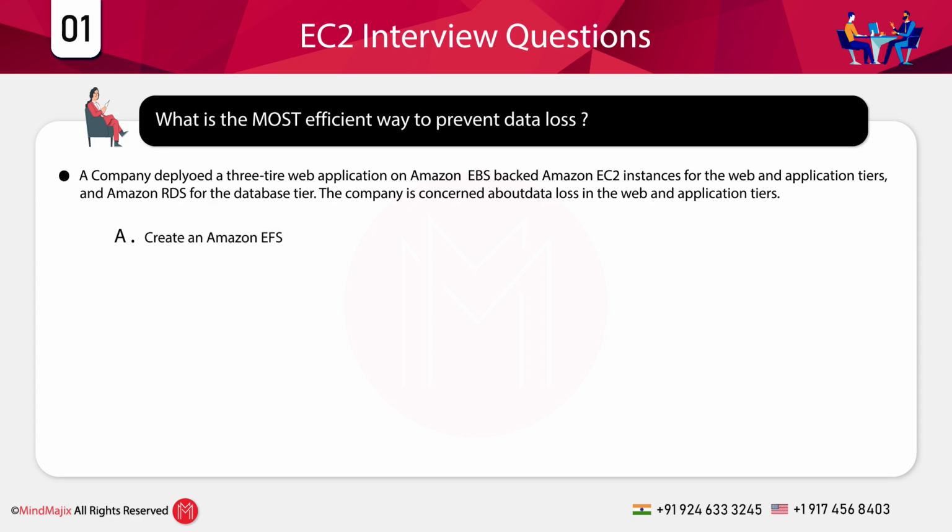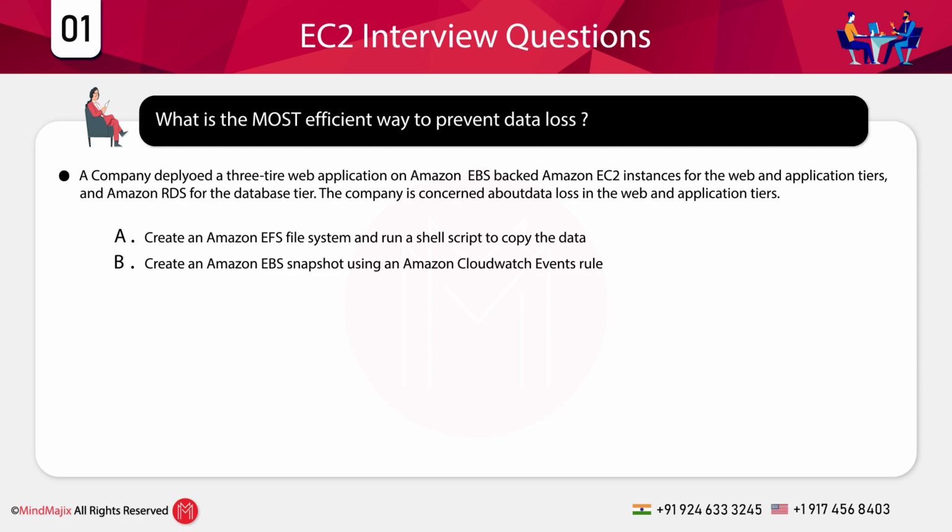Create an Amazon EFS file system and run a shell script to copy the data. So running a shell script will never be a good option, and creating an EFS file system will also not help you here. Create an EBS snapshot using CloudWatch event rule. That can be a possibility, but it's not explaining a lot. Create an Amazon S3 snapshot policy to back up the EBS volume. We don't have anything called S3 snapshot policy. Snapshots will be stored in S3, but we don't call it an S3 snapshot policy.